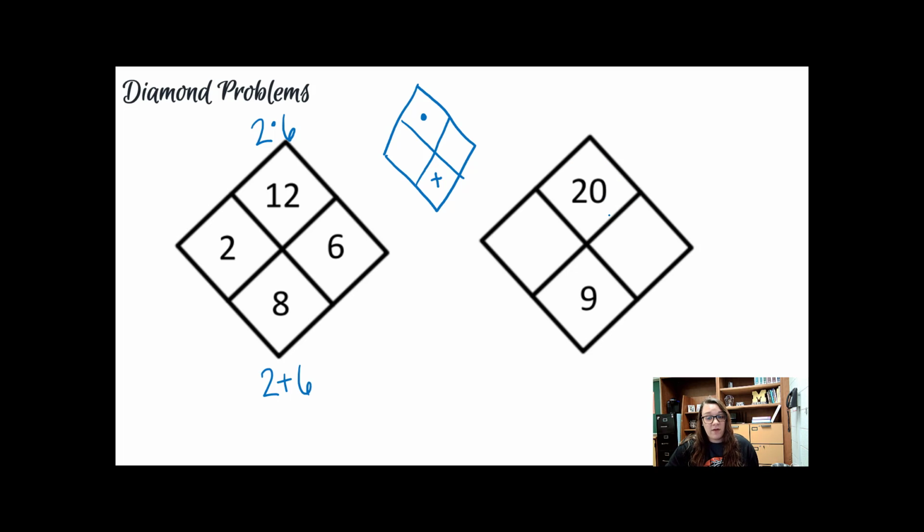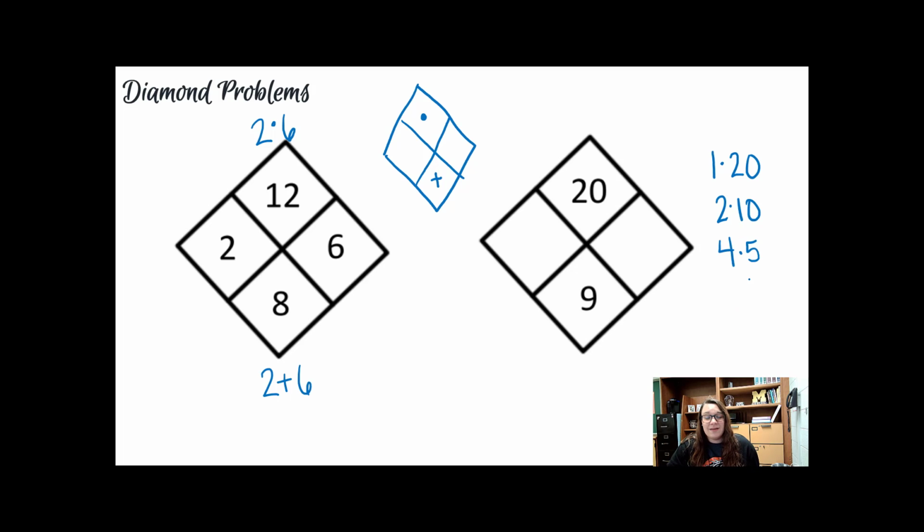Let's check out the first one. We've got 20 on the top, so we want two numbers that multiply to give us 20 and two numbers that add or subtract to give us 9. Let's think about all the ways to multiply and get 20 first. You could have 1 times 20, or 2 times 10, or 3 doesn't go into it, 4 does though, 4 times 5, and our list stops there.